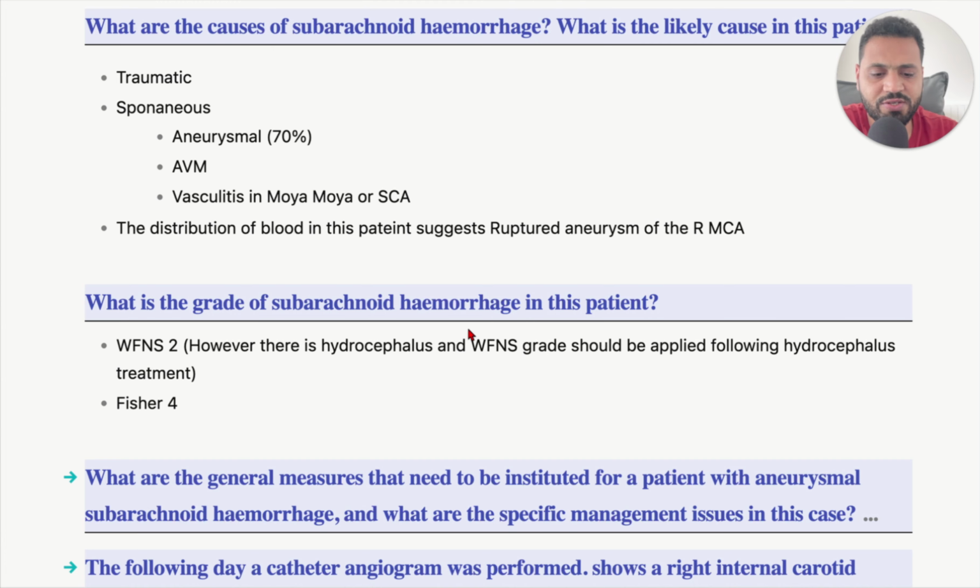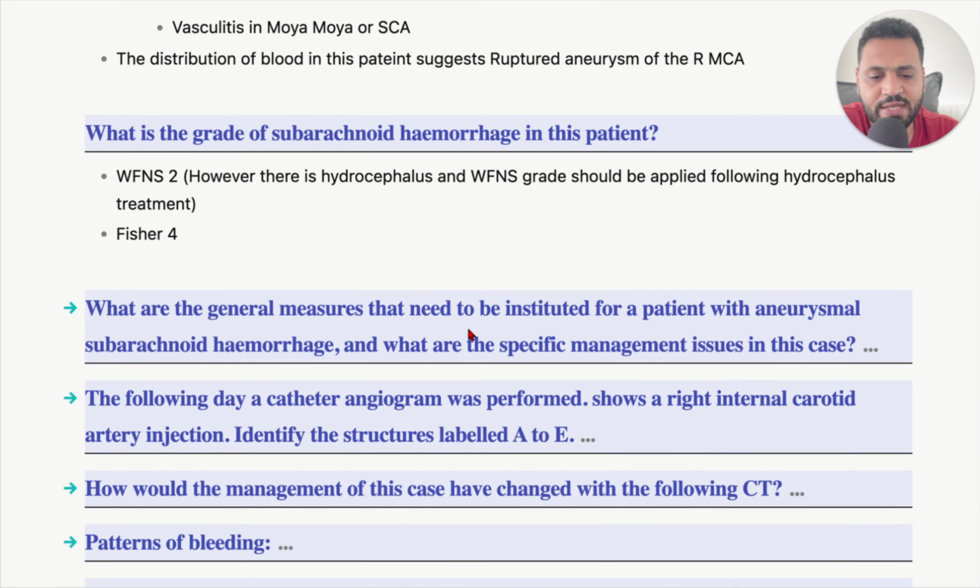What are the general measures that need to be instituted for a patient with aneurysmal subarachnoid hemorrhage? Generally, what you're worried about in a patient with subarachnoid hemorrhage is that they might have a ruptured aneurysm and the risk of rebleeding is actually very high. Also the risk of hydrocephalus is extremely high, as is the risk of vasospasm. So you have multiple complications that you need to consider.